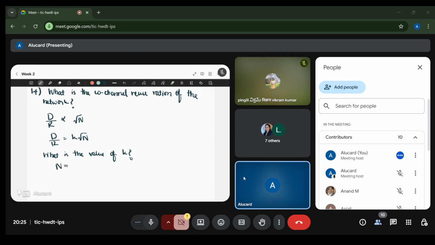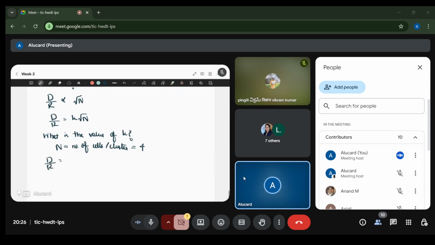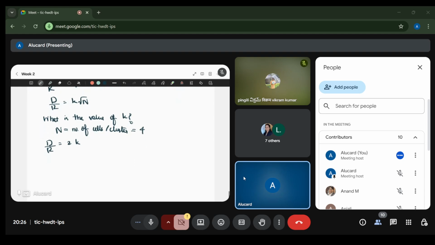N is the number of cells per cluster, which is 4 in this case. So D over R is 2 times k. Find out the value of k from the lecture video.